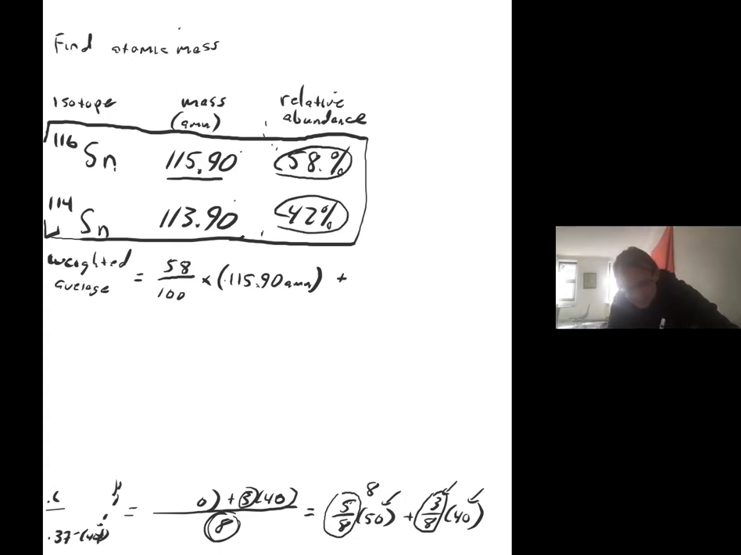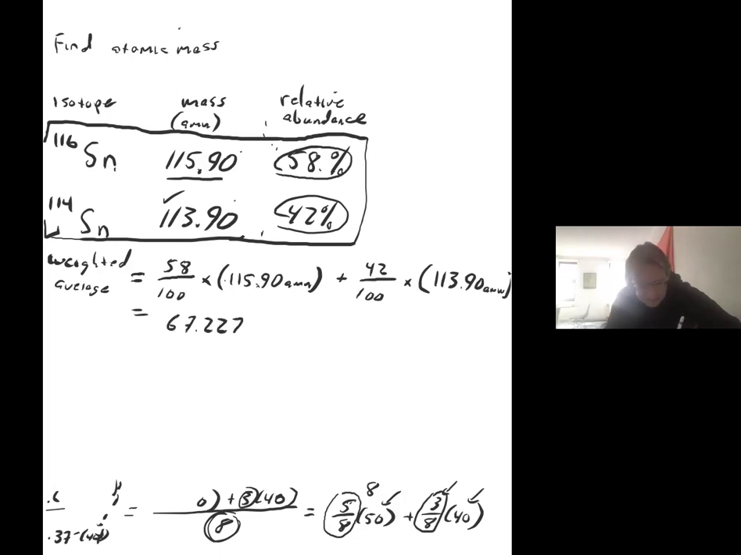So 42 out of 100, that's a percentage, times 113.90. And the units are AMU, atomic mass units. We'll talk more about AMU later on, chapter 3. Okay, so then you add them together. So 58 out of 100 is 0.58 times 115.90. So you have 67.222 AMU. Percentages are not units, so there's no units for percentage, so it's just AMU.